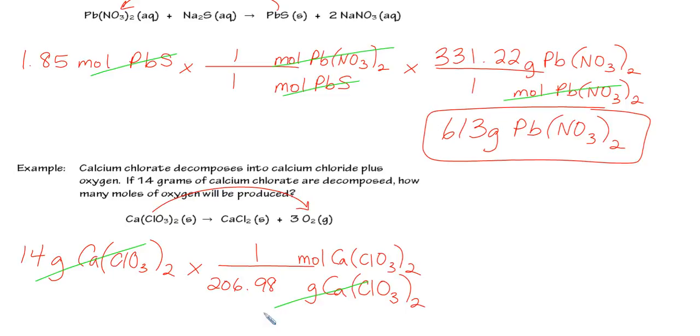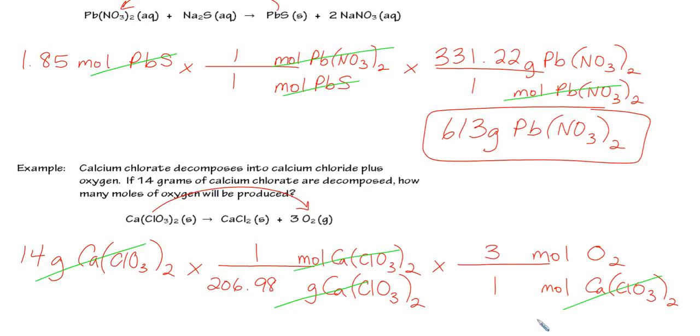I'm at moles. I can use the ratio from the balanced equation to compare moles of calcium chlorate and moles of oxygen. Let's cancel moles of the calcium chlorate. I don't want that. We can use the ratio to get over to moles of oxygen. It's a 3-to-1. And if I look back at the problem, that's what I need. I want to know how many moles of oxygen will be produced. That's the only unit that I have left. I haven't crossed off. We can plug this all in our calculator now.